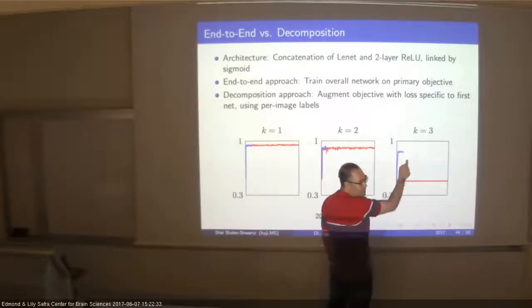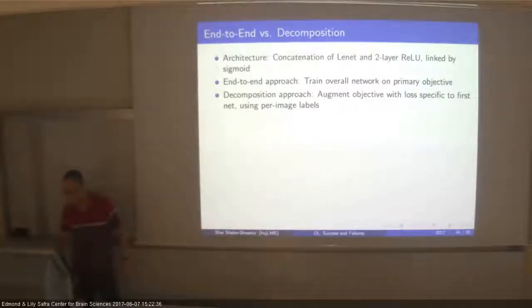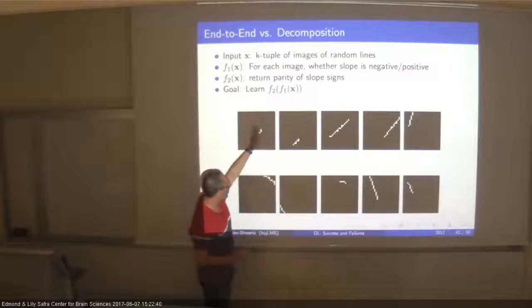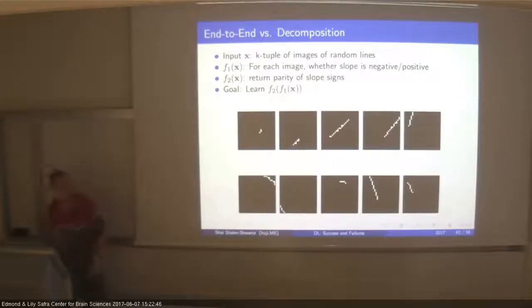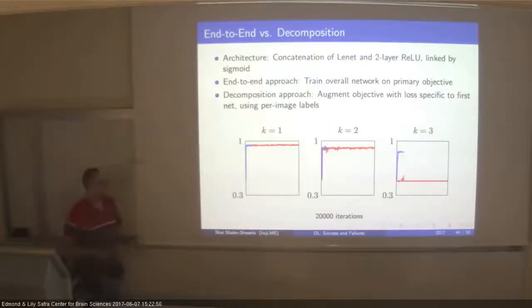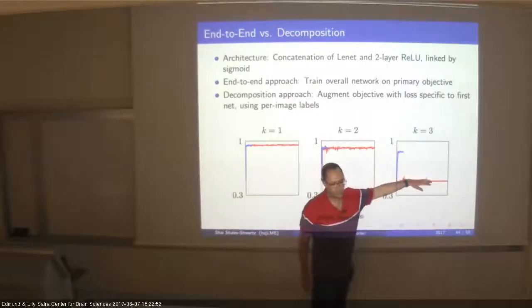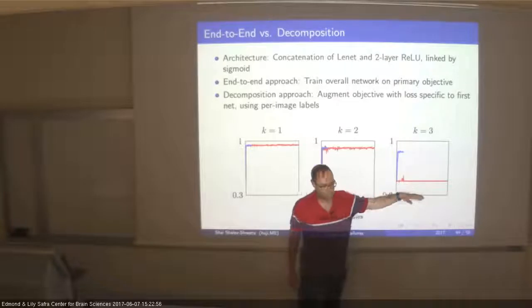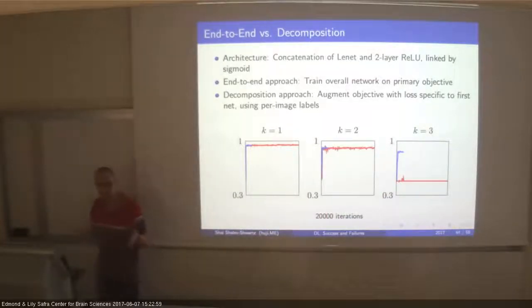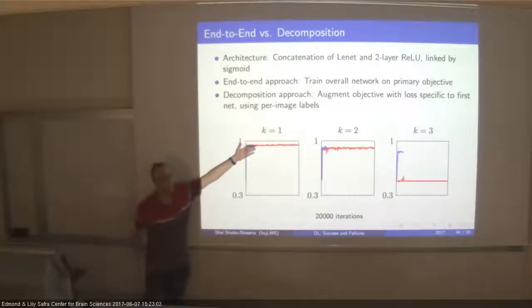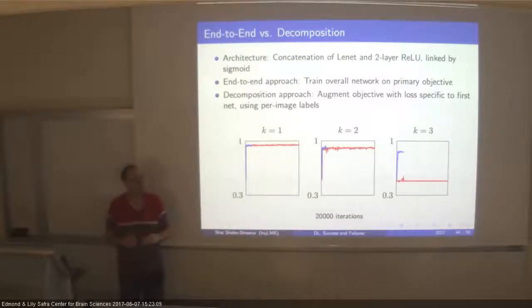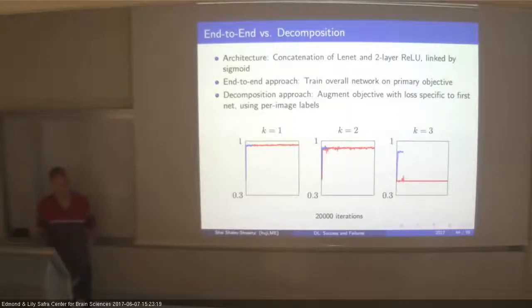Maybe it will in time, but not sure, because if you see the pictures that we use, it's not always very easy to understand the slope. So maybe with more training it will go to 1, but the problem was not really trivial. But for k equals 3, the interesting thing is the complete failure of the end-to-end approach. Seemingly, it's not a complicated task. Finding the slope is an easy task for deep learning. But finding the slopes and then taking the parity of just 3 images and then backpropagating it is completely impossible for backpropagation. Such a simple thing.